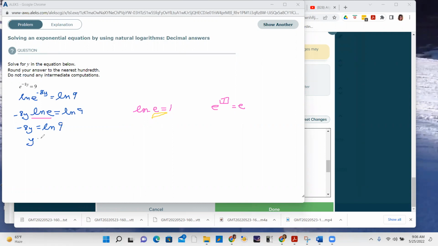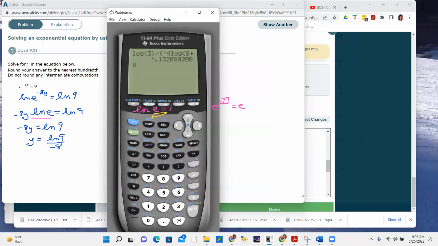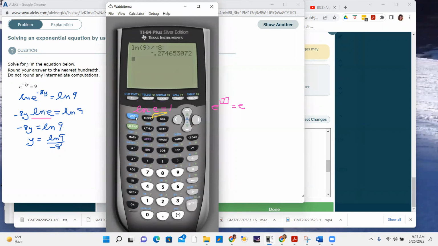And then to solve for y, just divide both sides by -8. And pull up your trusty calculator. They ask you to round to the nearest hundredth. So natural log of 9 divided by negative 8. So it's negative 0.274. We're rounding to the nearest hundredth. That's where the 7 is. So our answer, it's approximately negative 0.27.